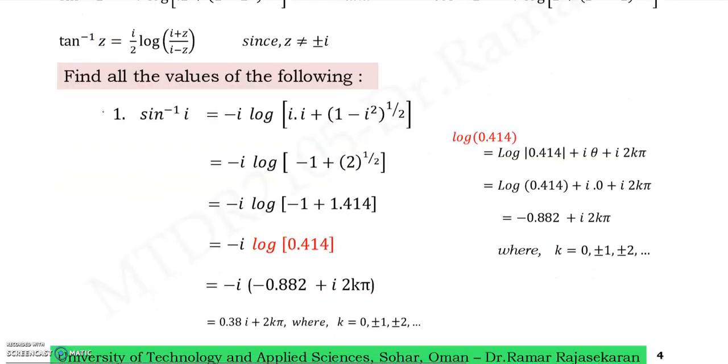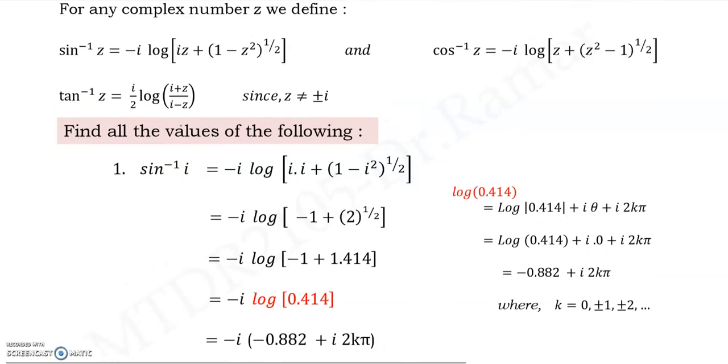Now find all the values of the following. First one, sine inverse of i. Here we have to find the value of sine inverse of the complex number i. How will we find it? This is the rule for the sine inverse of the complex number z. Now the complex number is i, so you substitute i for z.